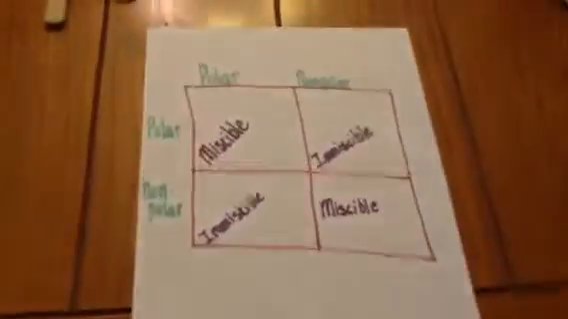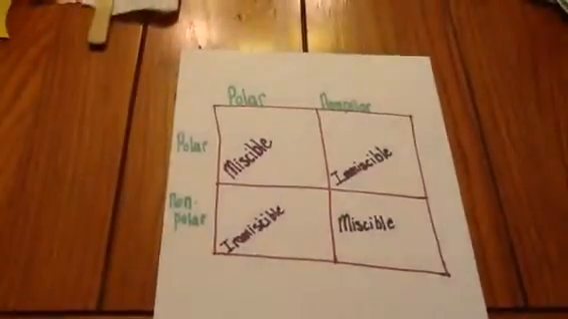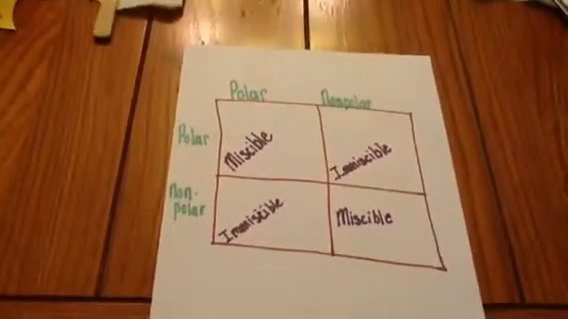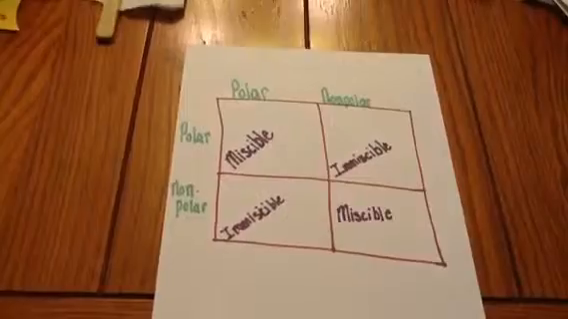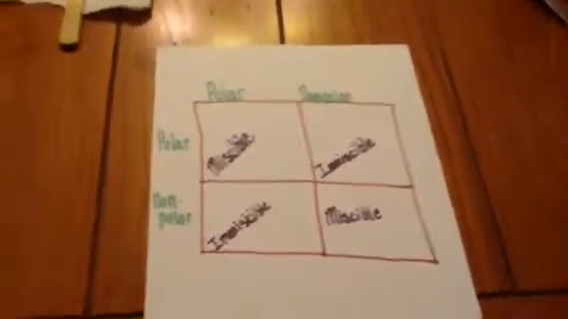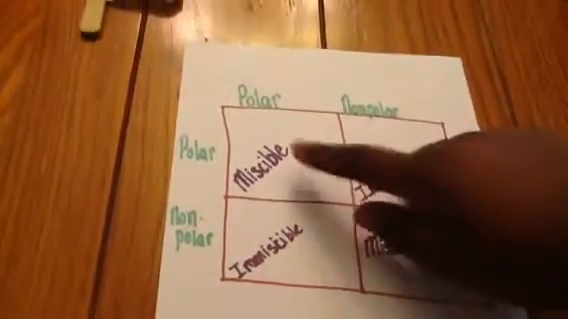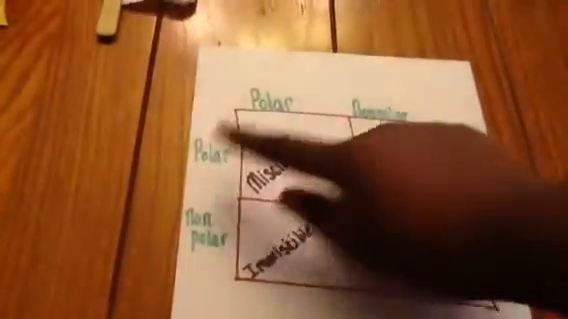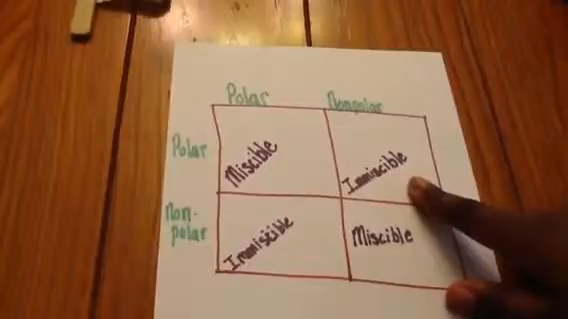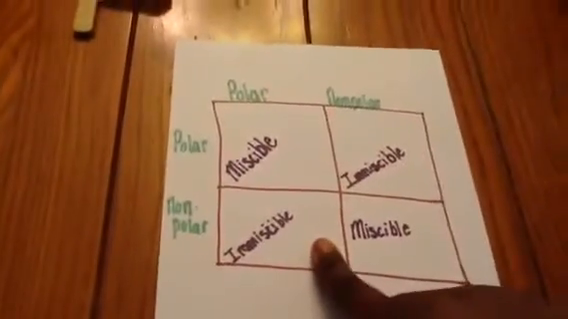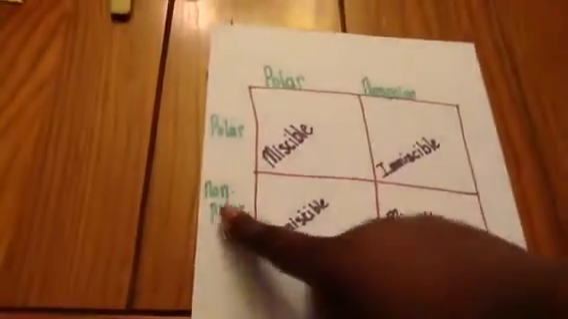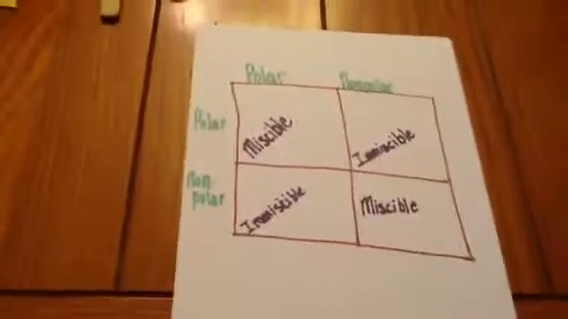If you move over here, here's a chart that simply breaks down polar, nonpolar, immiscible, and miscible. If you have a polar and polar, they equal miscible. If you have polar and nonpolar, they equal immiscible. Nonpolar and polar also immiscible, and nonpolar and nonpolar equal miscible.